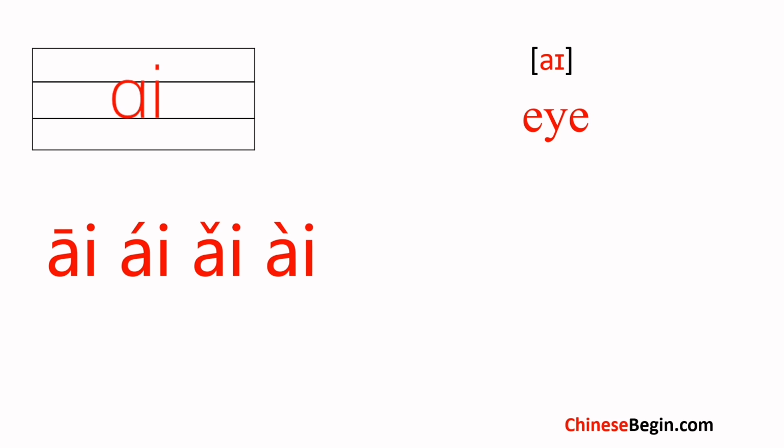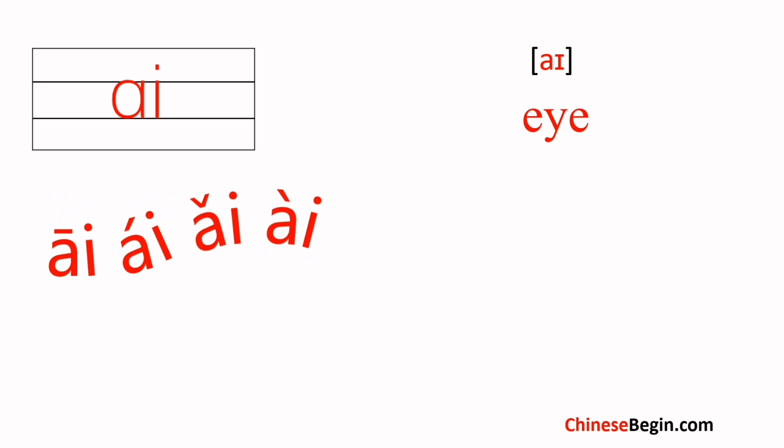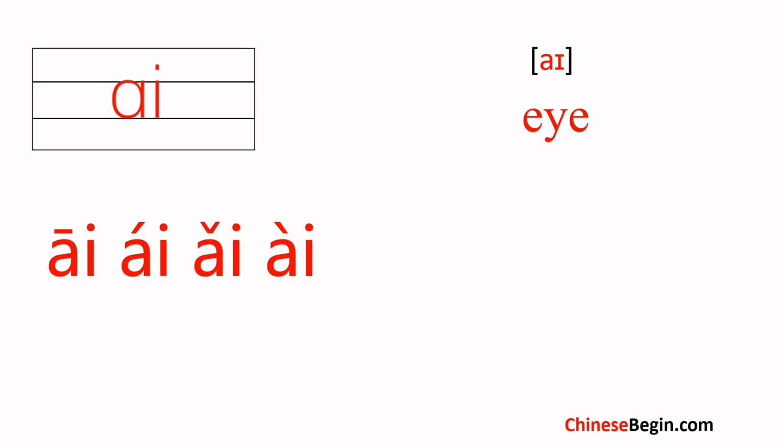The first one, ai, is composed of single finals a and i. Pronouncing a and i together, it will sound like "I". Okay, please read after me. Ai, ai, ai, ai.